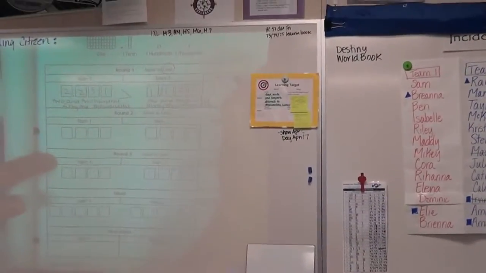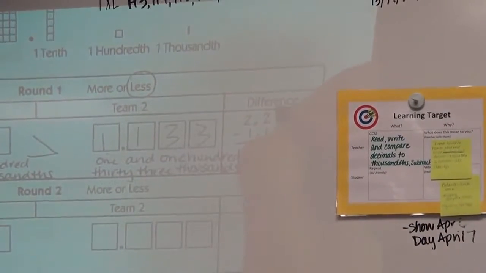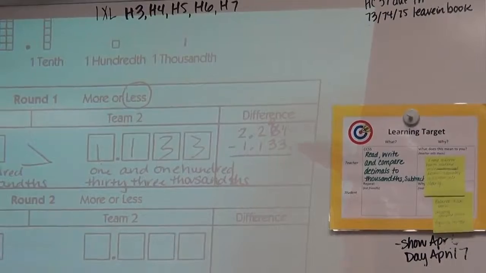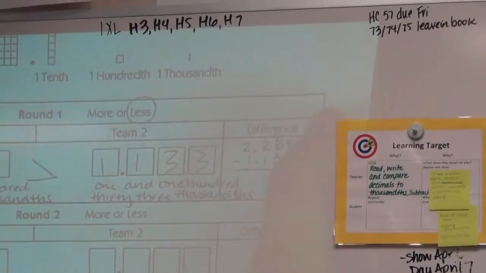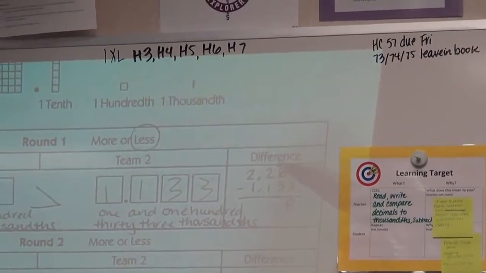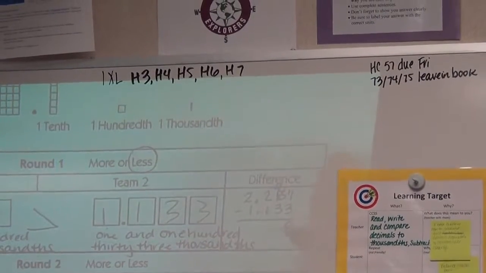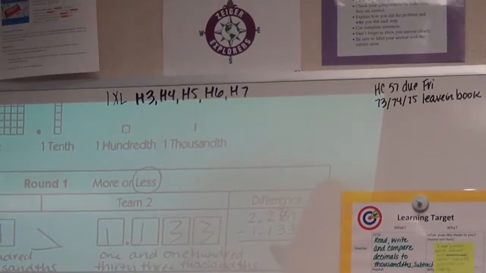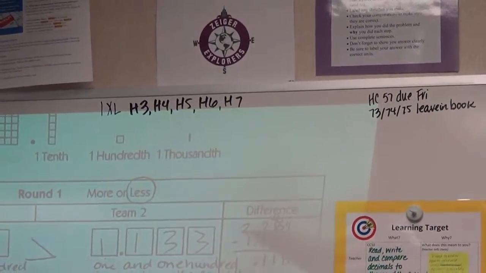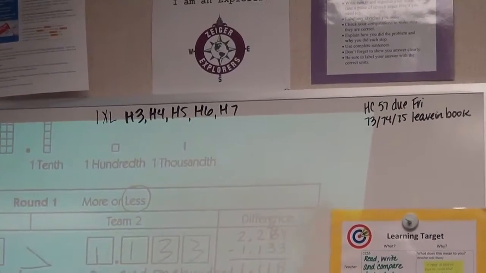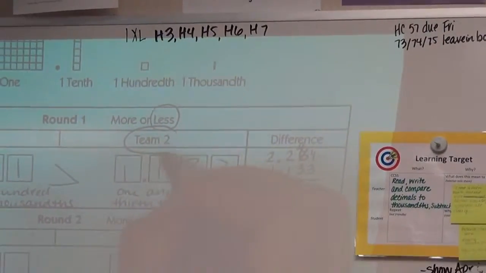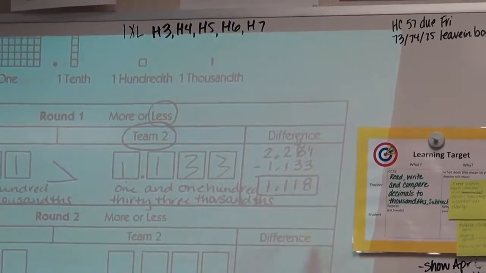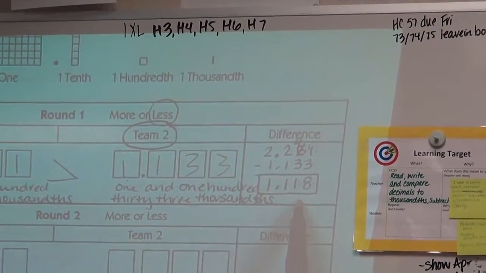One minus 3. Oh, I gotta borrow. 11 minus 3 is 8. The 5 became a 4. 4 minus 3 is 1. Decimal point. 2 minus 1 is 1. So team 2 won this round, and that would be their points.